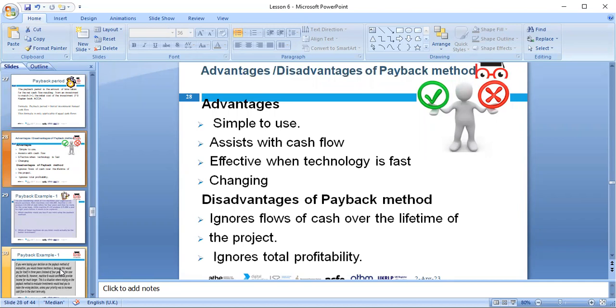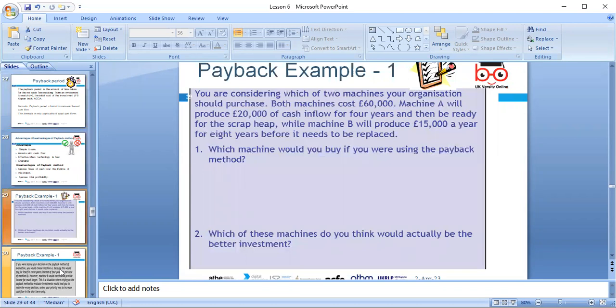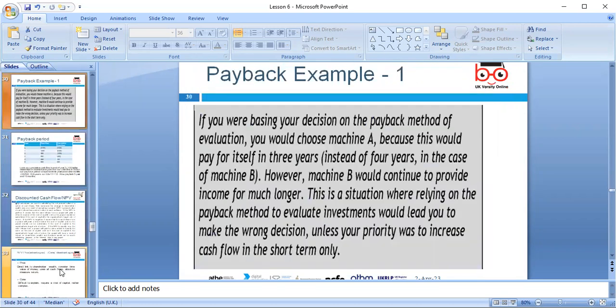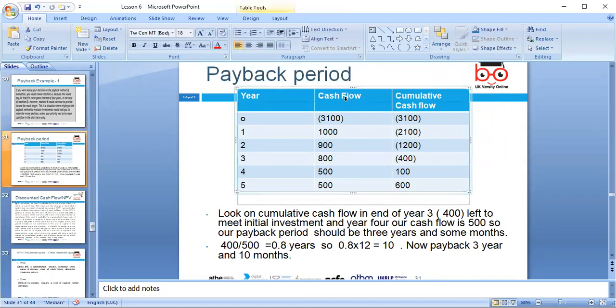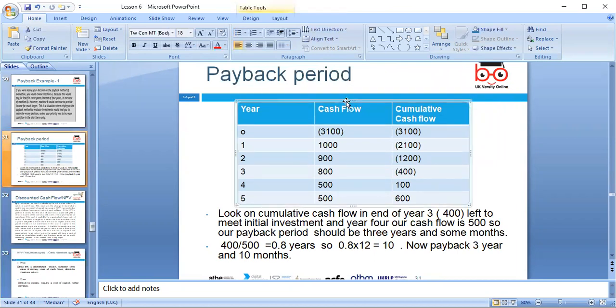So this method is easy to use and assists with the cash flows, but it does not consider the time value of money. It has its own advantages, and it only calculates up to the payback period. We have included an example in the next slide, which we can look at.